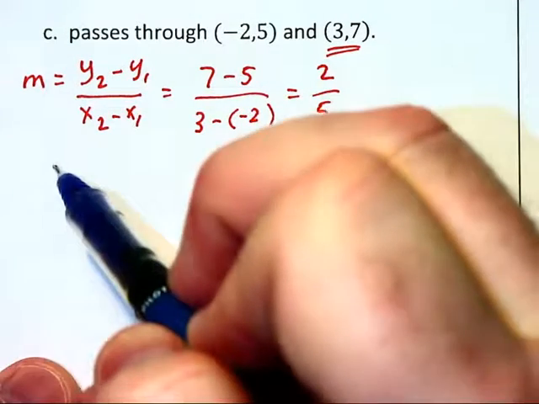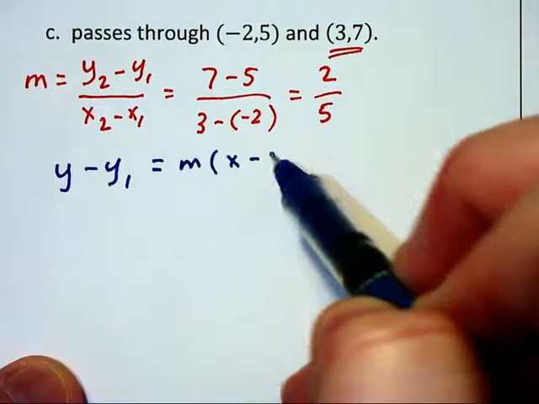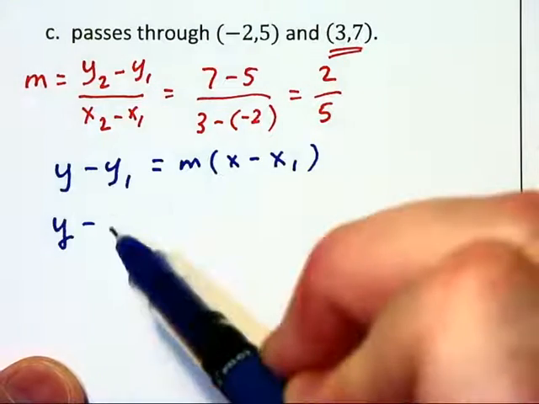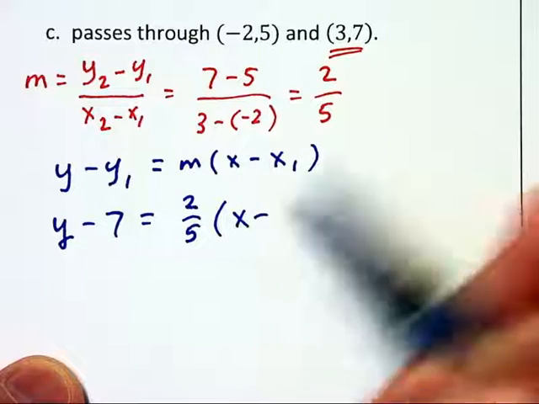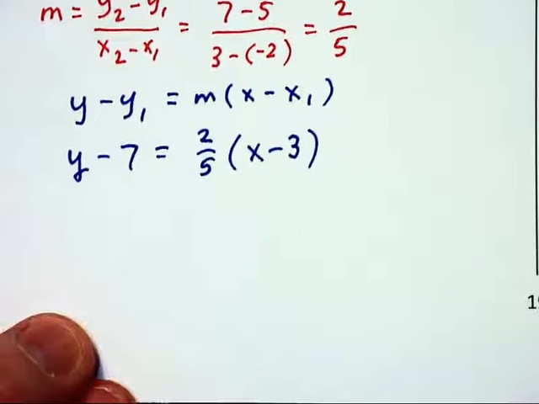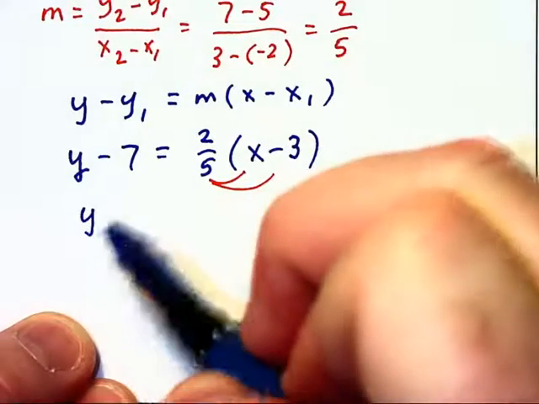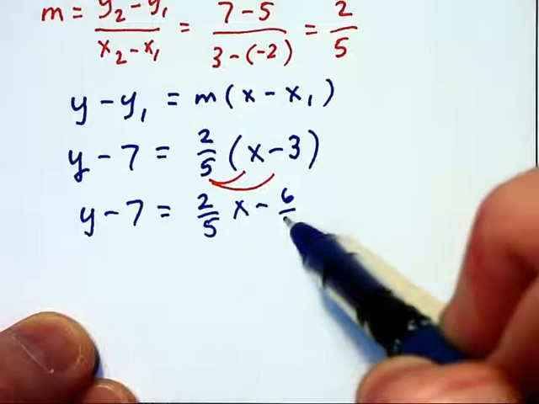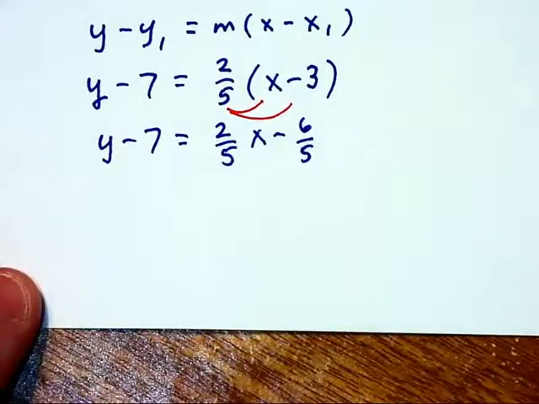And let's go and apply this point-slope formula yet again. So we're going to have y minus, and we chose to use the (3, 7), so y minus 7 equals 2/5 times x minus 3. And then we will do some cleanup here. So distribute the 2/5. That will be y minus 7 is equal to 2/5 x minus 6/5. And then we will want to add 7 to each side of this equation.